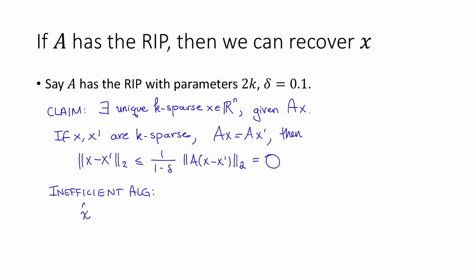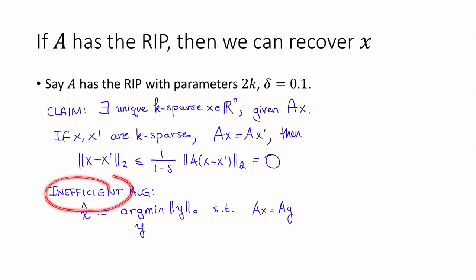We'll just find the sparsest vector, x hat, that agrees with our observations. So x hat is going to be the argmin over all y of the sparsity of y, such that Ax is equal to Ay. Unfortunately, as we just noted, this does not give us an efficient algorithm. It turns out to be computationally difficult to find the sparsest vector that lives in some affine subspace.